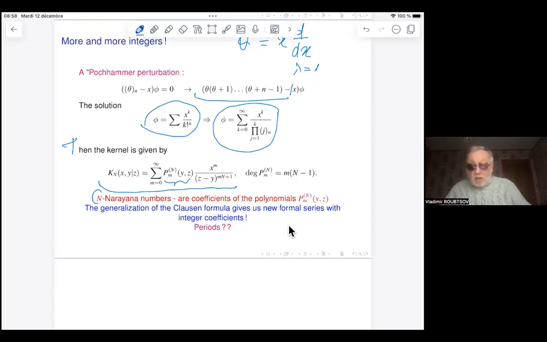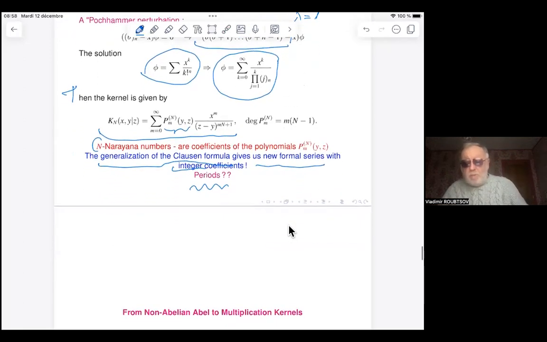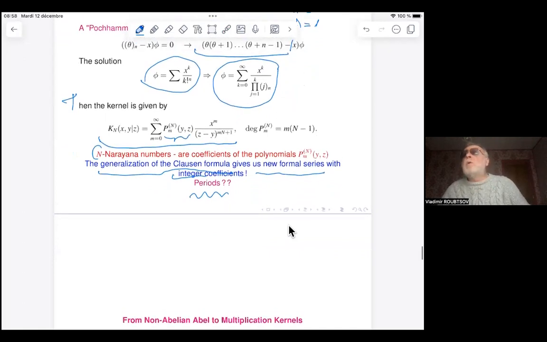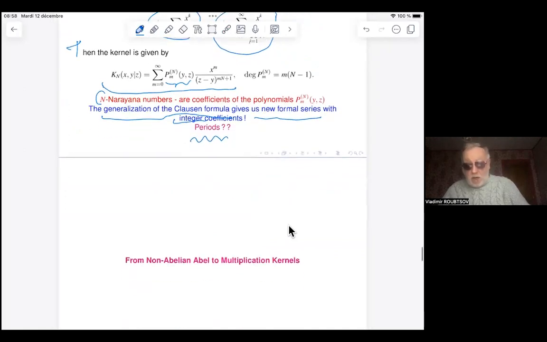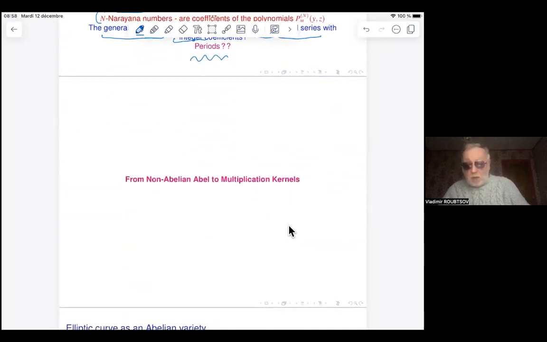And of course, we have a generalization of the Clausen formula, and we have new formal series with integer coefficients, but we don't know if we have some periods for this Pochhammer perturbation. So this is interesting. This is an interesting open direction of studies and computations. So I think that here is a logical end.